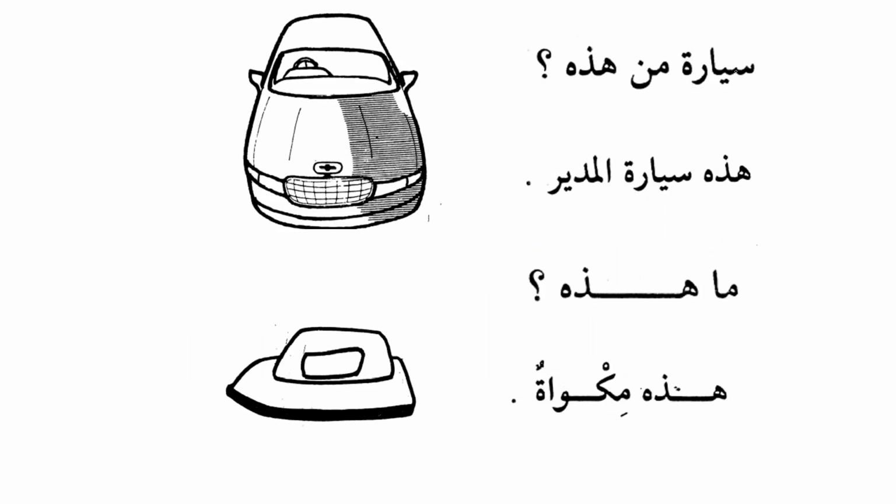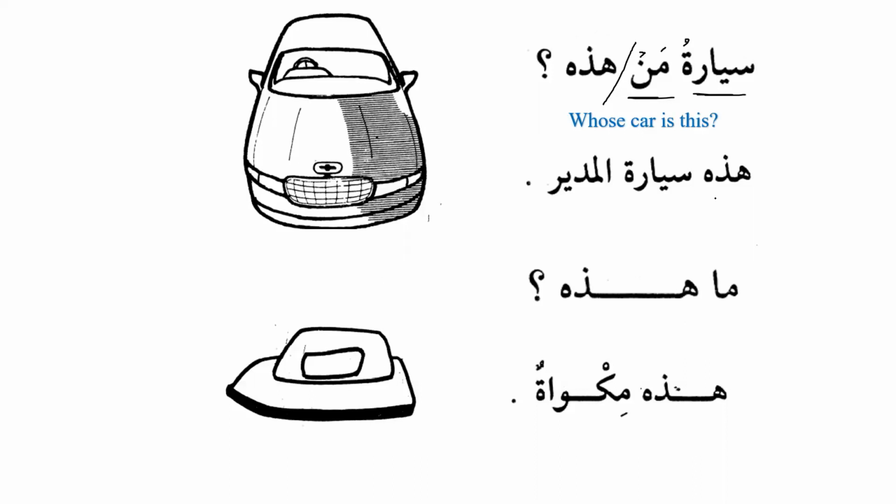سيارة من هذه? Okay, why do I say سيارة من هذه? Does anyone remember? Because man can be used as mudaf ilayh. Man can be used as mudaf ilayh. So سيارة is the thing possessed, and man is the possessor. So this is mudaf and this is mudaf ilayh. So سيارة من هذه? Whose car is this? Whose car is this? Okay.